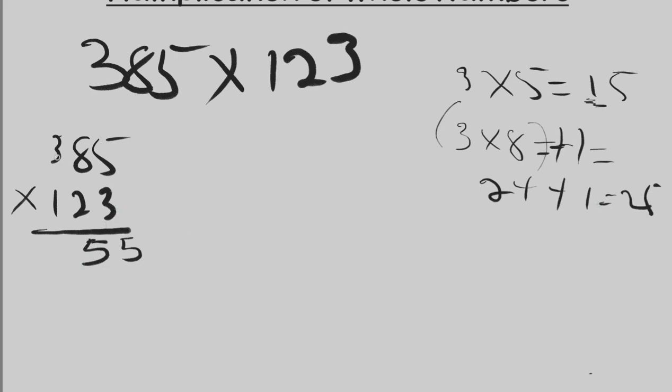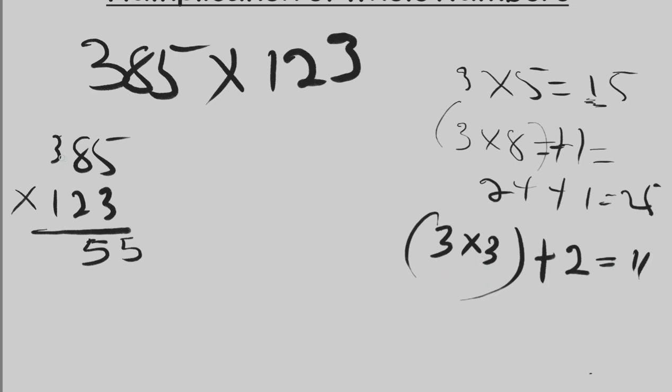The next one is 3 times 3, plus 2 because I have 2. 3 times 3 is 9, plus 2 is 11. Now that I've gone to the end, I can write the whole 11, even though it's more than 10, because there's nothing more. So we'll write 11.